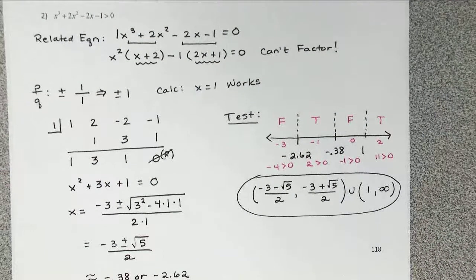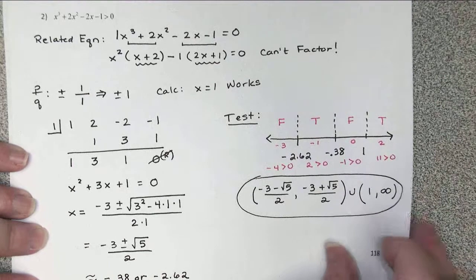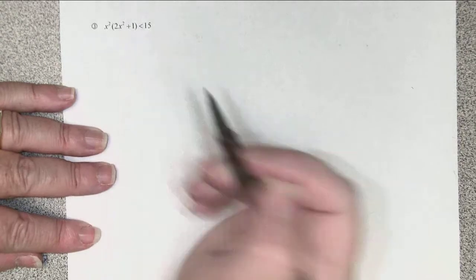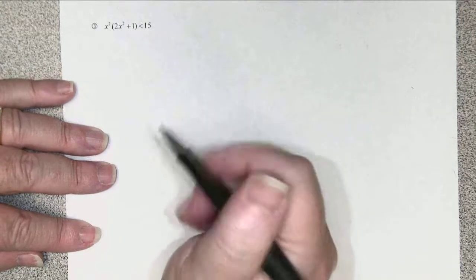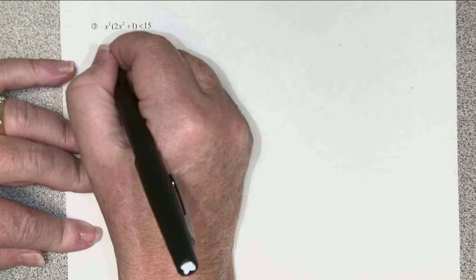So there is my solution, those two intervals, for that inequality. All right, we'll do one more. Number 3, we have this inequality. And again, I'm going to start by multiplying this out. I need to solve the related equation.